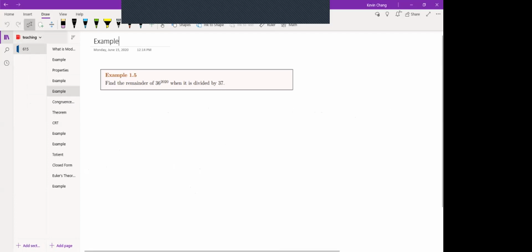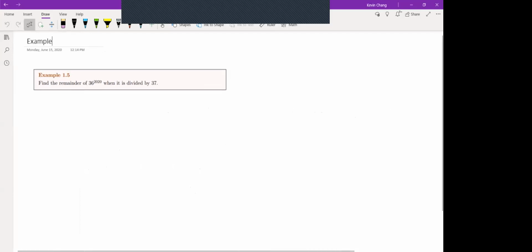The last problem, we had some big numbers, but this is a much bigger number. So find the remainder when 36 to the power of 2020 is divided by 37. So I'll give you maybe half a minute to think about it, but I think it's relatively straightforward.